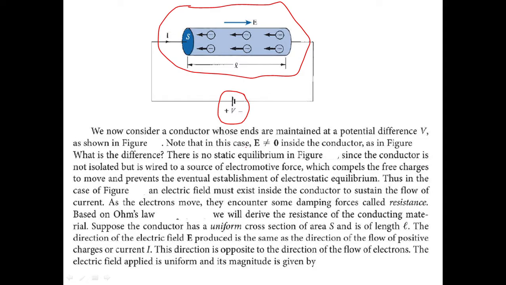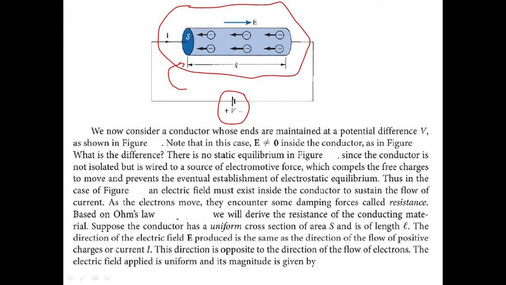Note that in this case, E is not equal to zero inside the conductor, because due to this potential difference, the charges will always be flowing through this conductor. So there will be some electric field inside the conductor. So E will not be equal to zero inside the conductor.